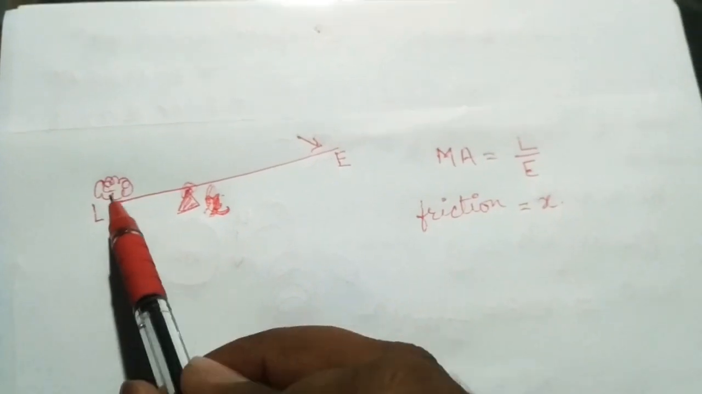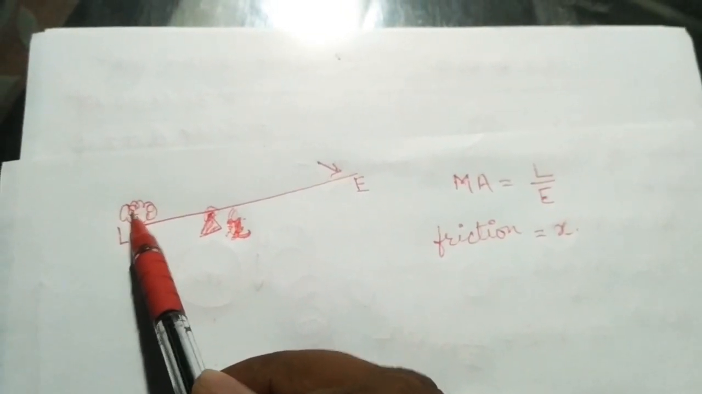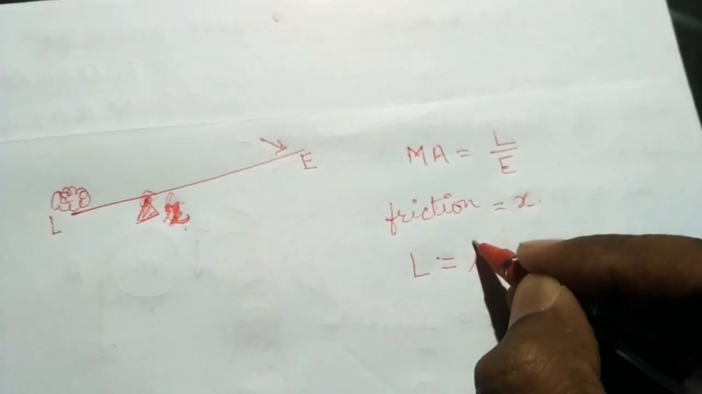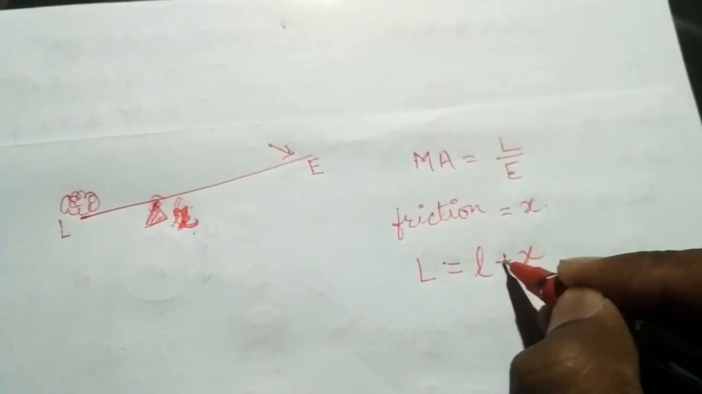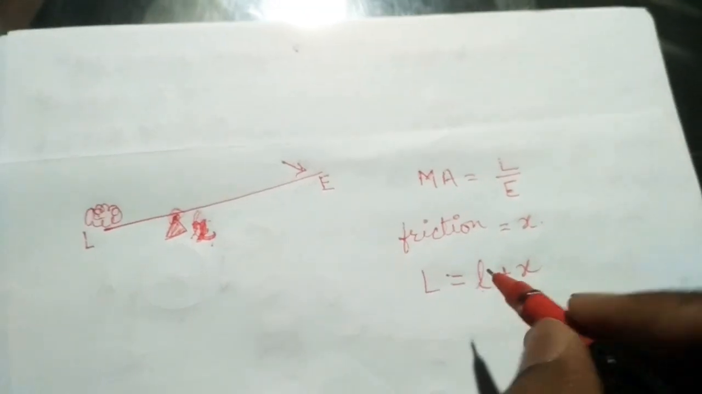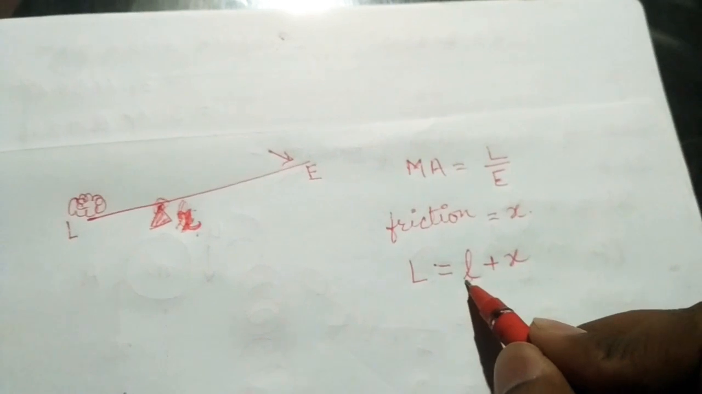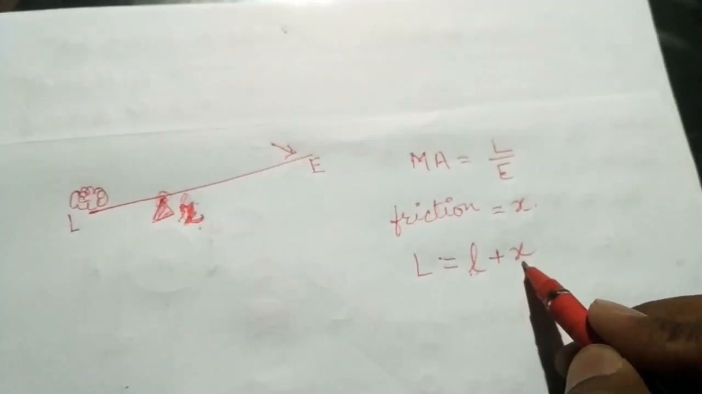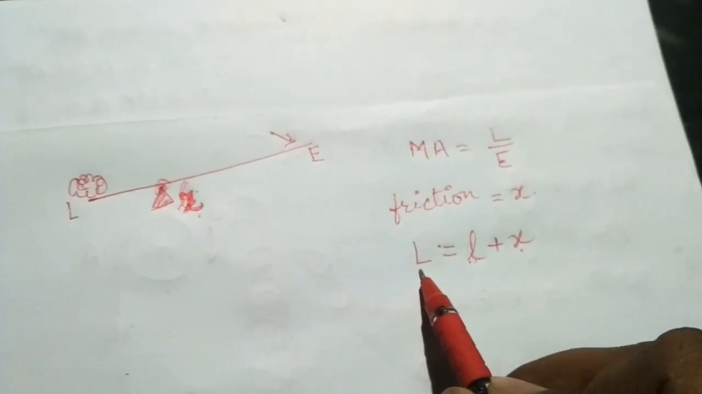So there are two loads. One is the weight here and another is the friction. So what will be the load right now? The load can be written as small l plus x. What is small l? Small l is your useful load. X is the friction, or you can say resistance, and this capital L is called the actual load.